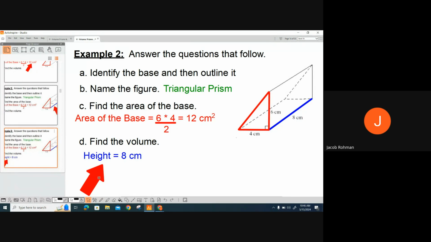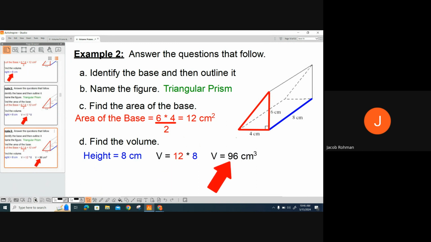So now to find the volume, we just take the area of the base, which is 12, times the height, which is 8. So 8 times 12 is going to be 96 cubic centimeters or centimeters cubed.